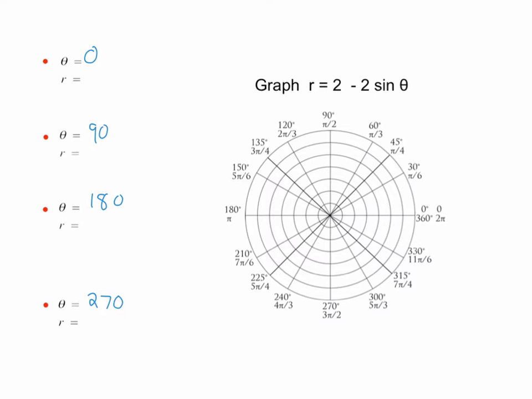Well, when I take 2 minus 2 sine 0, I end up with 2 minus 2, and the sine of 0 is 0. So it's really 2 minus nothing, so it's at 2. So when I face 0 degrees, I'm going to go out 2 steps.